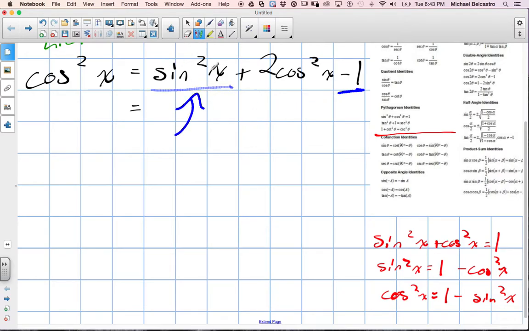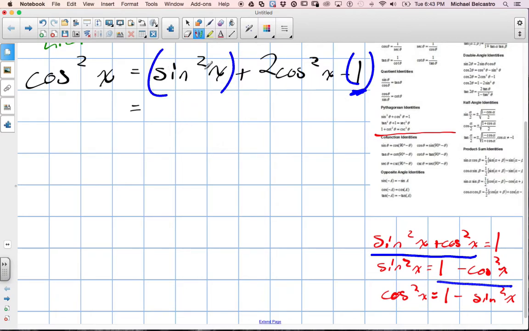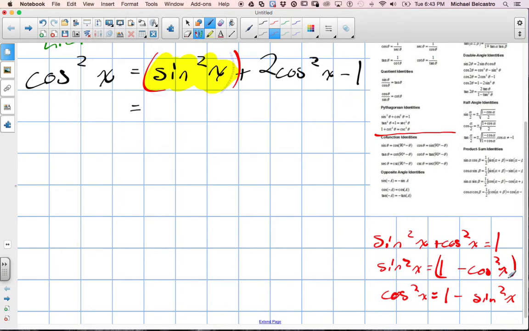I know that sine squared x is actually equal to 1 minus cos squared x. I know that 1 is equal to sine squared x plus cos squared x. So I can start substituting like values in for those. I'm going to start with sine squared x. We're going to replace sine squared x, just that value there, with 1 minus cos squared x. So 1 minus cos squared x plus 2 cos squared x minus 1.